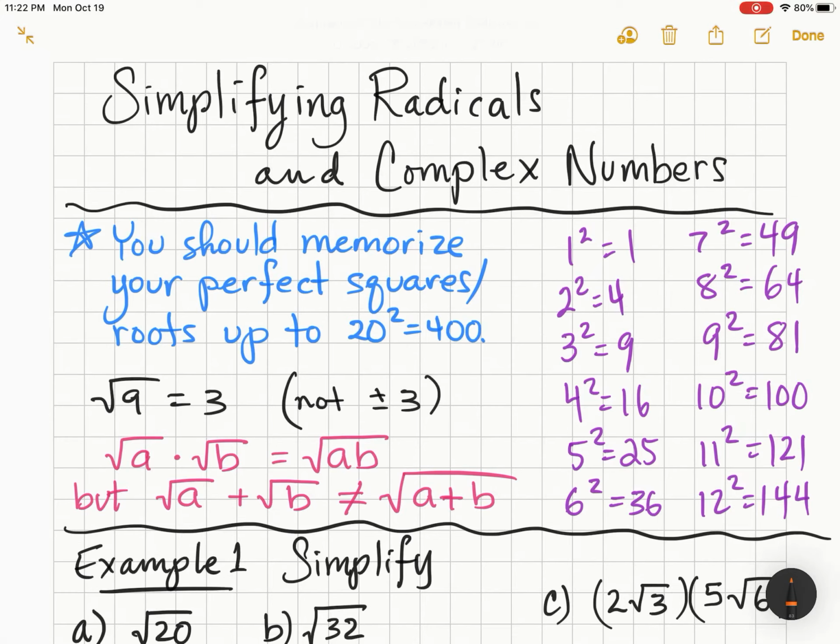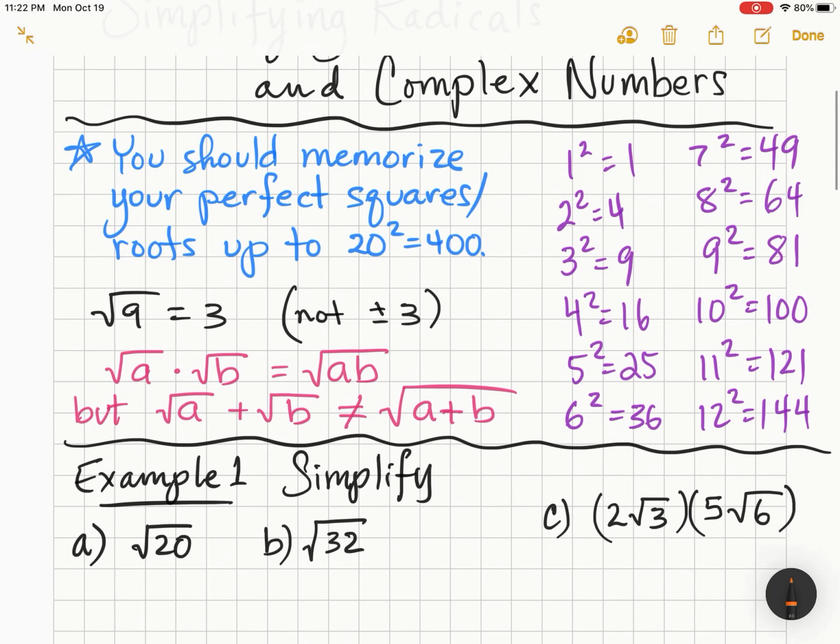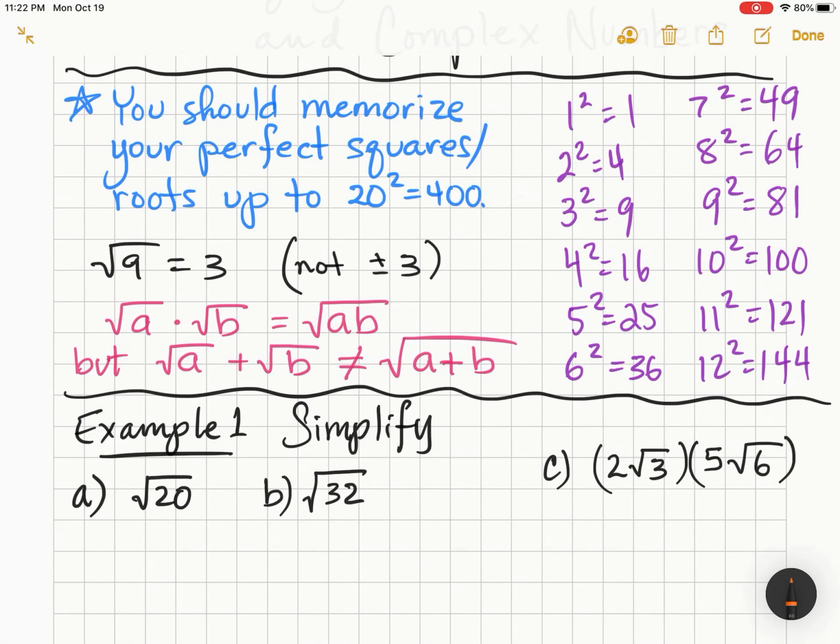So the squares and the roots work together. But the square root of 9 is not plus or minus 3. That's a common mistake, and we'll talk more about that later. Here are a couple properties of square roots that are going to help us simplify today as we get going. So you can multiply roots together, put them together, but you can't add them and put them together that way.